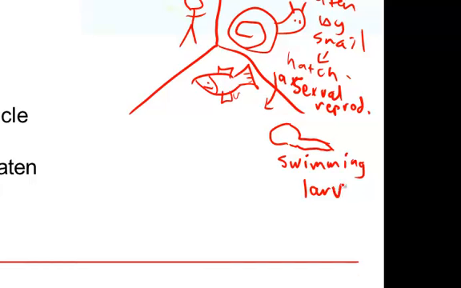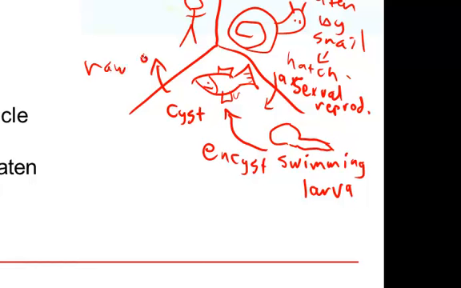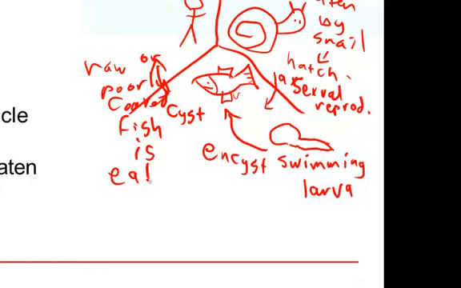And the swimming larva will actually find a fish, and it burrows into the muscle, and it encysts. That is, it forms a structure in the muscle called a cyst. And there it will sit until that fish is eaten. So either raw or poorly cooked fish, because if you cook the fish well, it kills the parasite. Raw or poorly cooked fish is eaten. This is how a human could be infected.